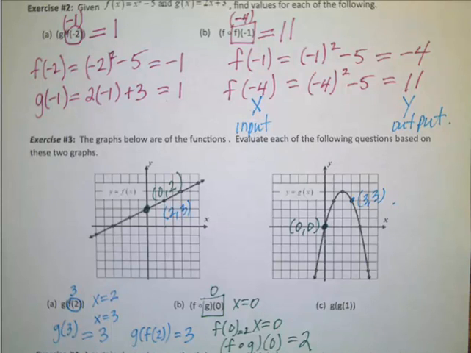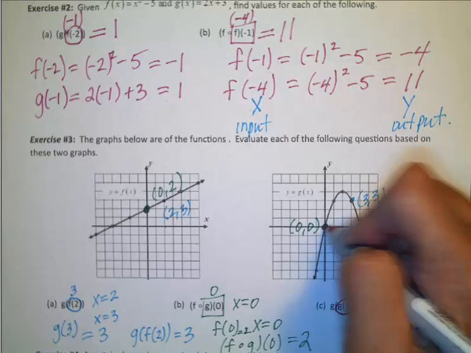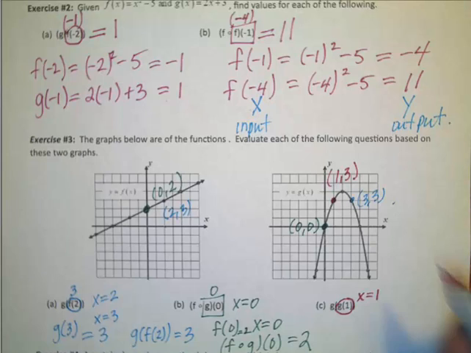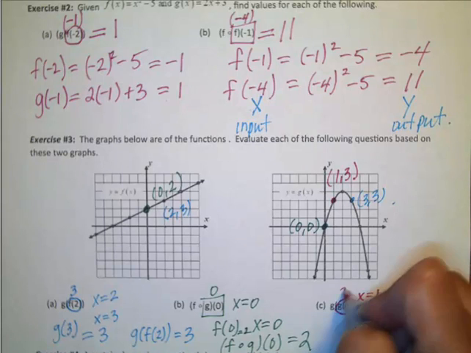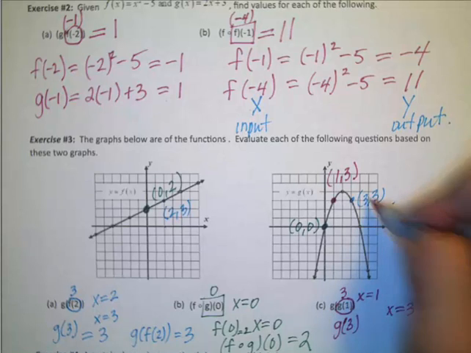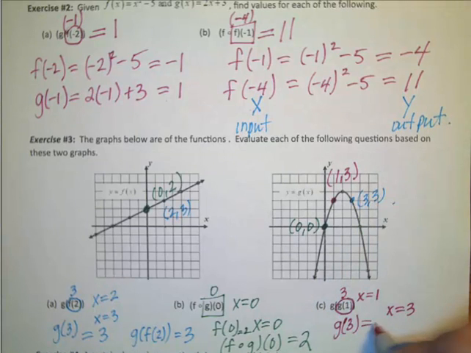Confusing, I know. All right, last one, g of g of 1. So that means x equals 1 in the g function. So my ordered pair is 1, 3. So my output, g of 1, is 3. So now I'm looking for g of 3, which means x equals 3 in the g function again. Well, g of 3 is 3. So g of g of 1 is 3.